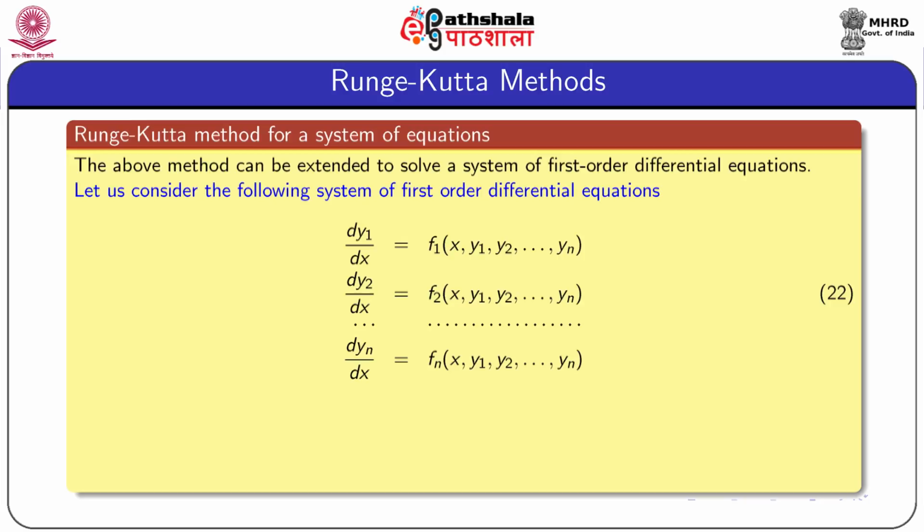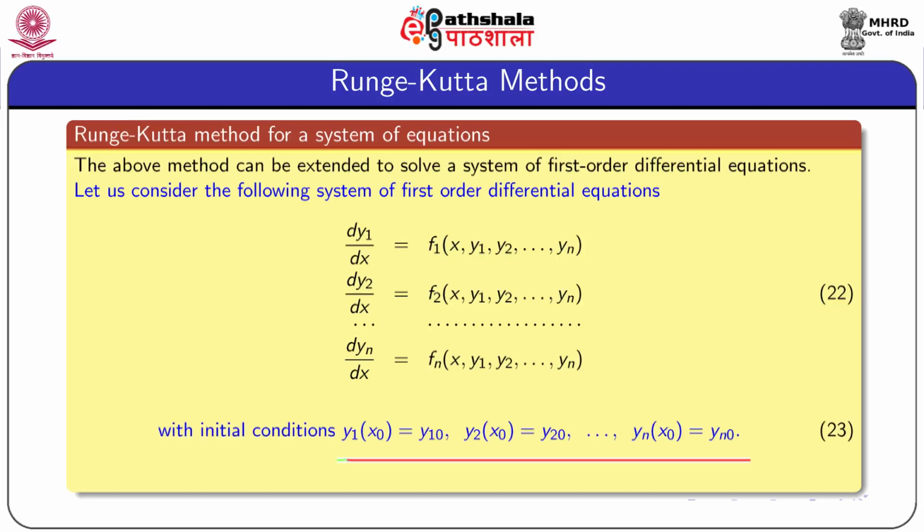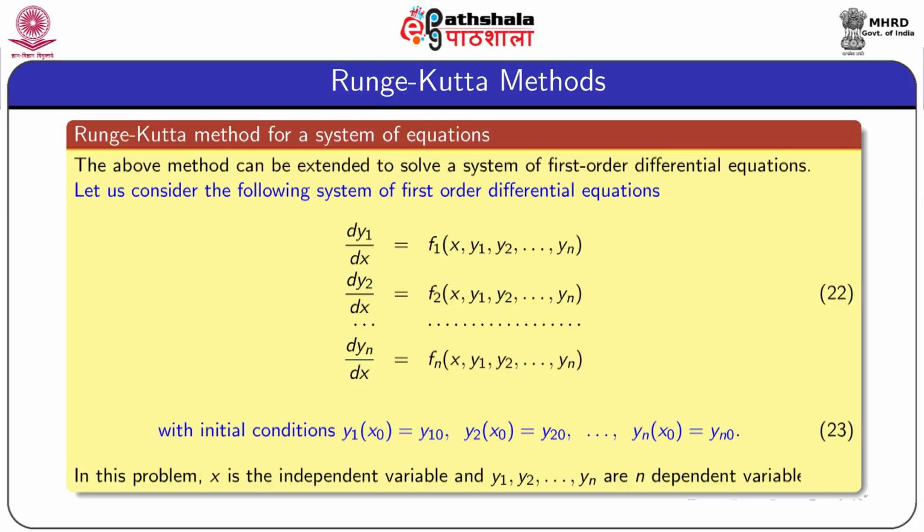So, this is a system of n first order differential equations, and the initial conditions are x equal to x0, y1 equal to y10, y2 equal to y20, and lastly yn at x0 equal to yn0. So, these are the initial conditions to solve the above equations. In this problem, x is the only independent variable and y1 to yn are the n dependent variables. So, our problem is to find the values of y1, y2 up to yn for given values of x.